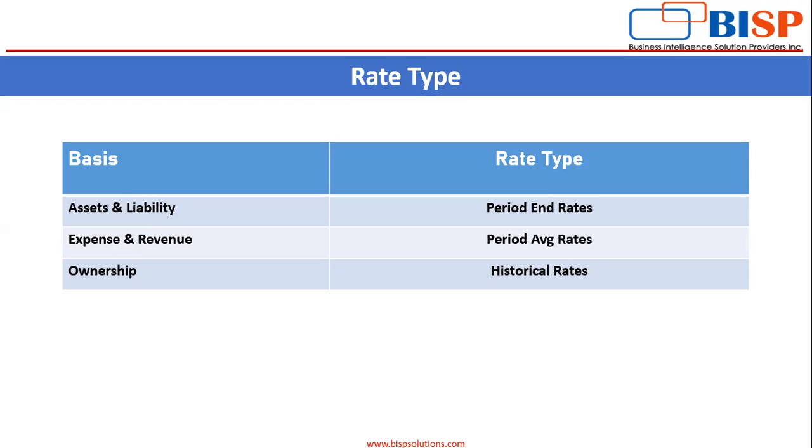So these are the types of accounts that we have in the ledger: asset and liability, and we have to translate these balances at the period end rates. Then we have the expense and revenue account values, and we have to translate the balances of the expense and revenue accounts at the period average rate. Then we have the account values related to ownership, and we will translate those amounts on the basis of historical rates.